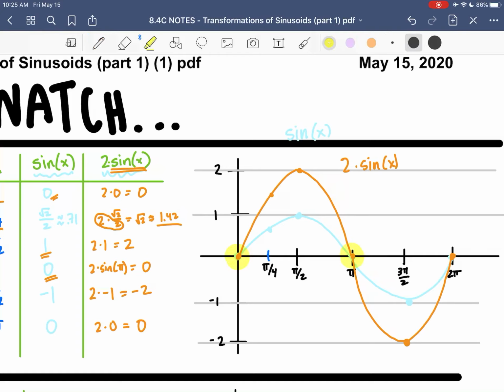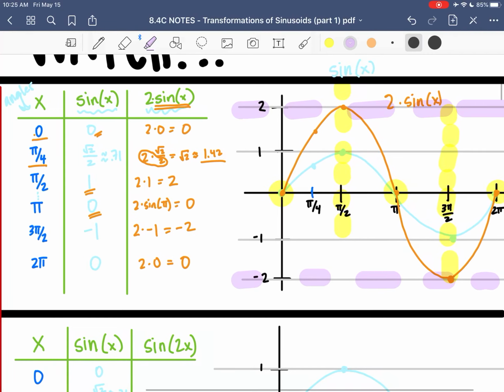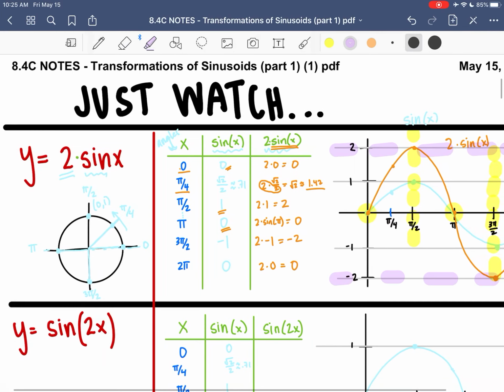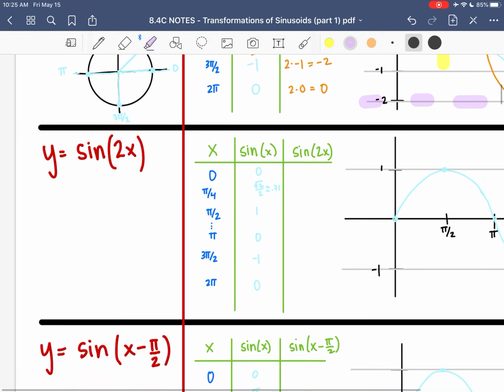Notice the zeros are still in the same places. The min and max are still at the same x value. The max still happens at pi halves, the min still happens at 3 pi halves, but those min and max values have doubled, right? For our regular sine function, our max is 1, but now it's 2. So really, what we've done there is we've just changed the amplitude. The amplitude changed from being 1 to being 2. Okay, so that's what happens to sine of x.